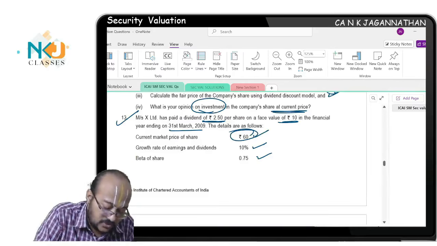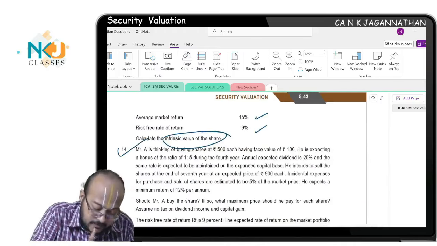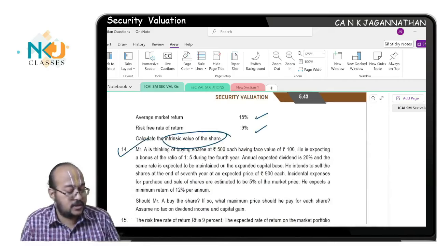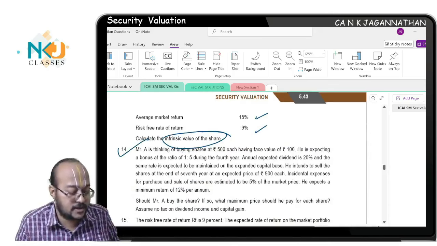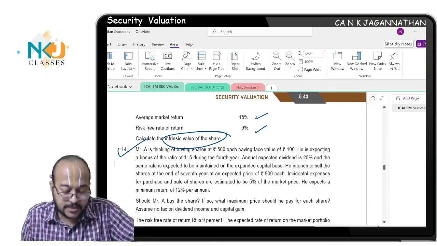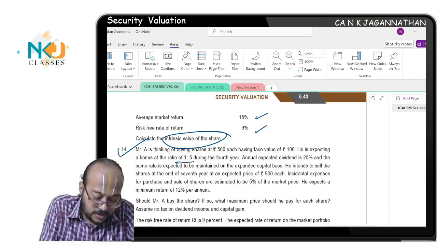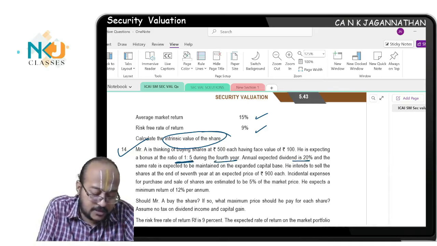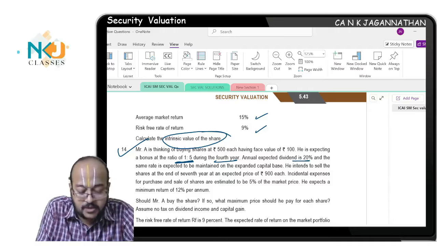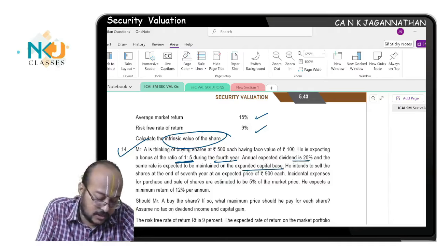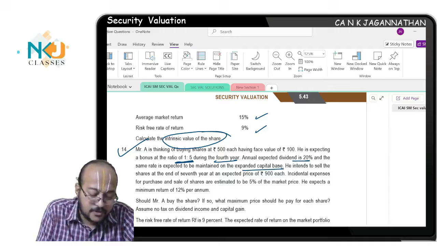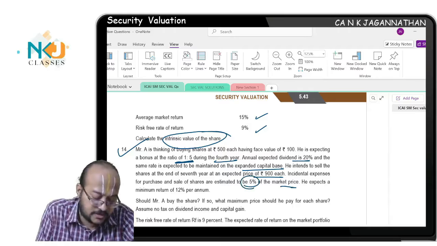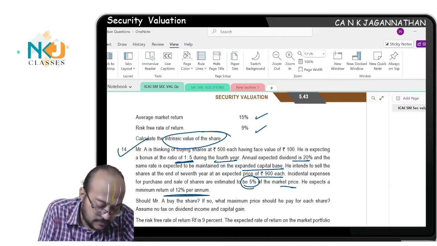Next, question number 14, a simple straightforward question. Mr. A is thinking of buying shares at 500 each, having a face value of 100. He is expecting a bonus at the ratio of 1:5 during the 4th year. Annual expected dividend is 20%, and the same rate is expected to be maintained on the expanded capital base. He intends to sell the shares at the end of the 7th year at an expected price of 900 each. Incidental expenses for purchase and sale of shares are estimated to be 5% of the market price.